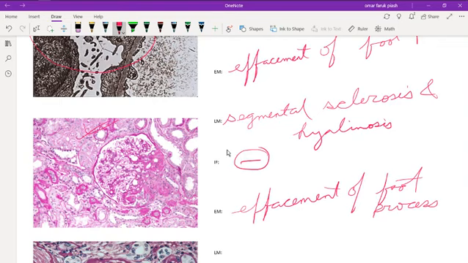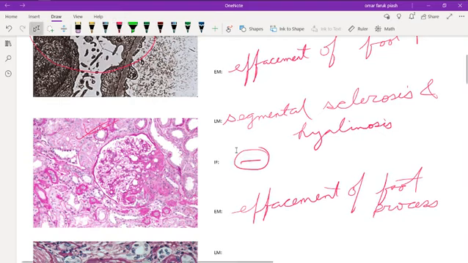The difference between minimal change disease and FSGS is that in minimal change disease steroids work better, and in focal segmental glomerulosclerosis steroids don't work well. Minimal change usually occurs in children, and FSGS usually occurs in adults, in Hispanic and African American people.